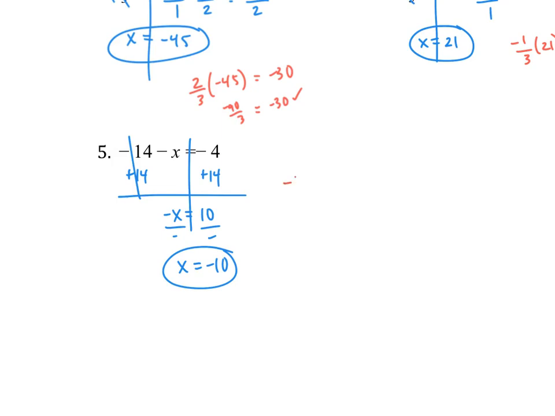So now if I check my answer, negative 14 minus negative 10, if that equals negative 4, I'm right. Two negatives make a positive right there. So negative 14 plus 10 is indeed negative 4. So I know that I'm right.